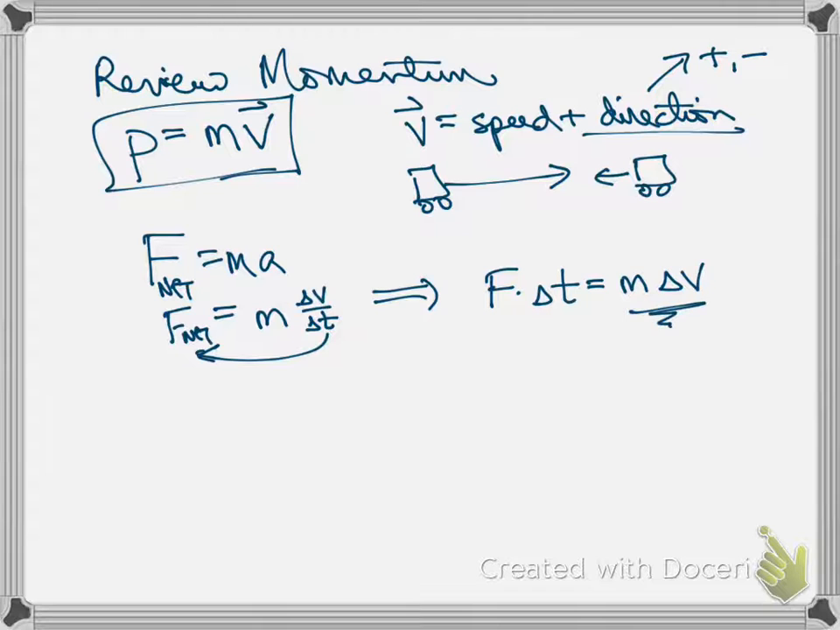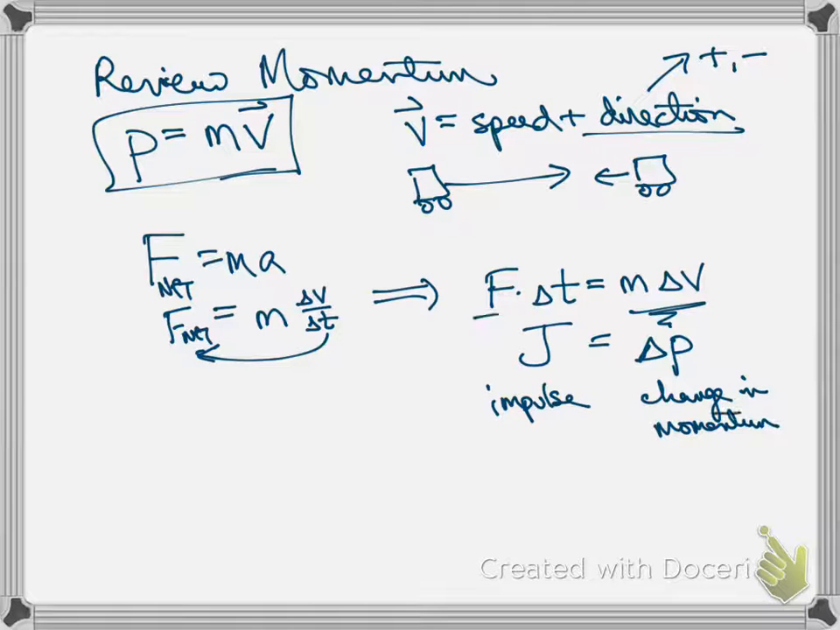This side is the change in momentum, and this side is called the impulse. And we give it capital J for some reason. I am not sure why, but who cares? Okay, so this is a way to figure out, for a given force over a certain amount of time, how does that cause the motion to change?